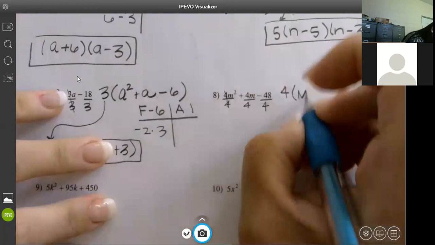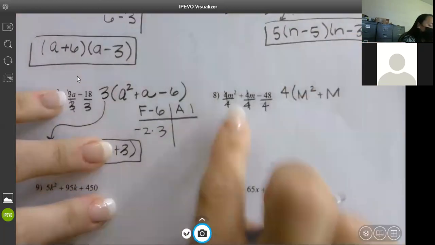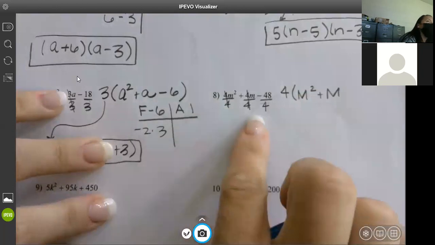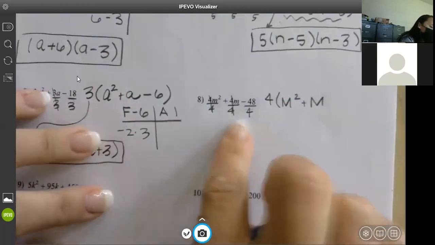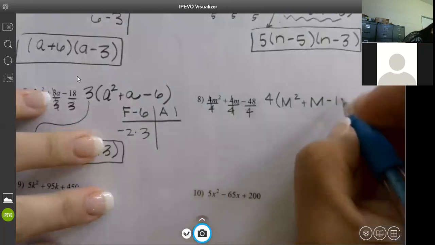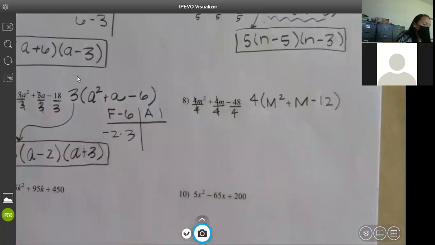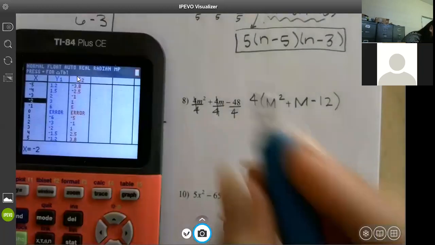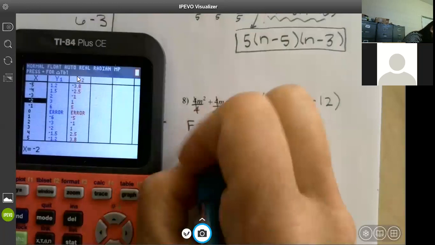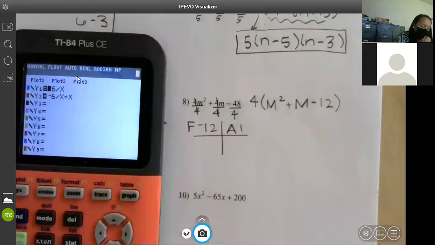We're left with m squared plus m, because 4 divided by 4 is 1. And then -48 divided by 4 is -12. So we're finding factors of -12 that add to 1. Don't yell them out, please.